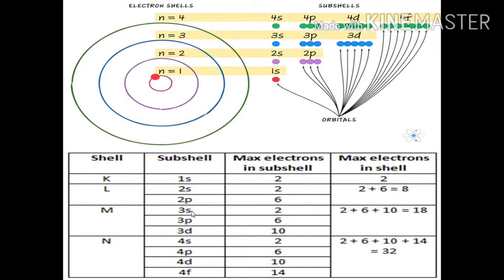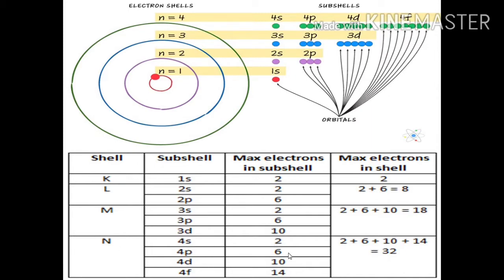M main shell has 3 subshells, s, p and d. s can take a maximum of 2 electrons, p can take a maximum of 6, d can take a maximum of 10. So totally M main shell can take a maximum of 18 electrons. Similarly, N main shell has 4 subshells, s, p, d and f.